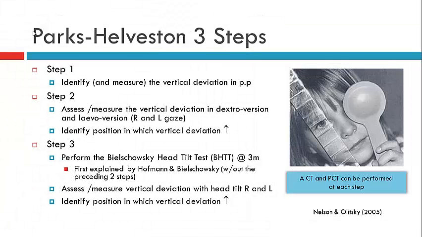And it's important to note that in steps 2 and 3, what we're looking for is an increase in the vertical deviation from primary position. So in step 1, you identify the vertical deviation in primary. In step 2, you're looking at which horizontal position, right gaze or left gaze, has an increase in the vertical deviation. And in the third step, you're tilting the patient right, tilting the patient left, and seeing in which of those 2 positions there is an increase in height. Okay, so the final 2 steps are comparing 2 positions and looking where there is an increase in the vertical deviation.